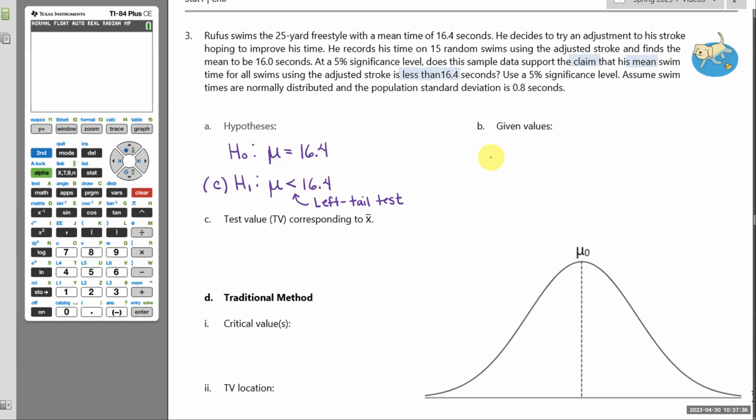So Rufus here goes out and gets some data. I'm going to put my mu naught over here first. So the mu naught is 16.4. And then he did an experiment using 15 of his random swims. And the sample mean for those 15 came out to be 16.0 seconds. Alpha, our significance level, 5%. Go ahead and write that in decimal. And then we're to assume the population standard deviation, sigma, is 0.8.